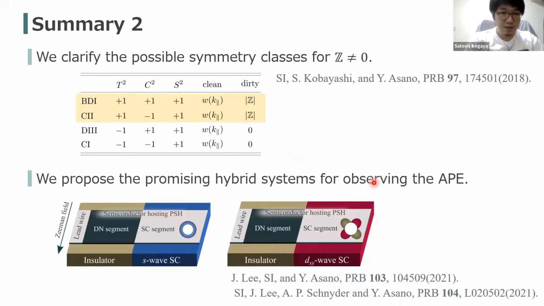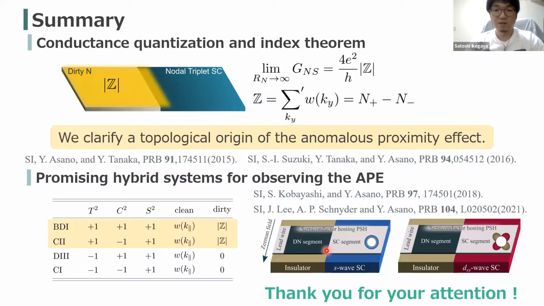So let me summarize my second topic. I couldn't talk about this, but to design these hybrid devices, at first we clarified the possible symmetry classes of the Hamiltonian for hosting non-zero index Z. And we have clarified that we need nodal superconductivity classified into the symmetry classes BDI or C2. On the basis of these symmetry criteria, we have proposed two specific models showing the anomalous proximity effect without any spin triplet superconductivity. So this is a summary of my talk. Thank you for your attention.